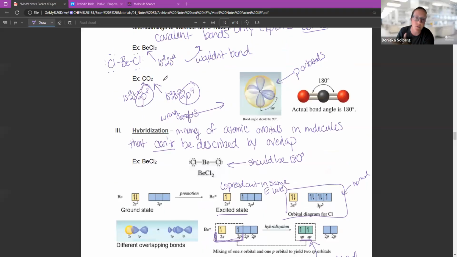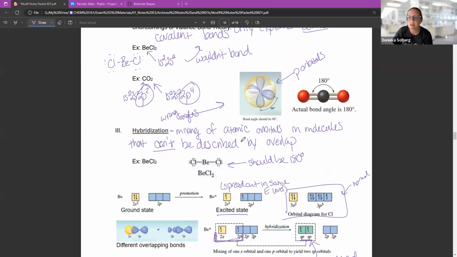Okay, so those two examples that I was just talking about, beryllium chloride and carbon dioxide, their angles are not being explained by valence bond theory, so there's got to be something else going on. What they've come to the conclusion is that we're still getting orbital overlap, so this is under the umbrella of valence bond theory. But what's happening to those orbitals is they are becoming hybridized. So I'm going to talk about what hybridization is.